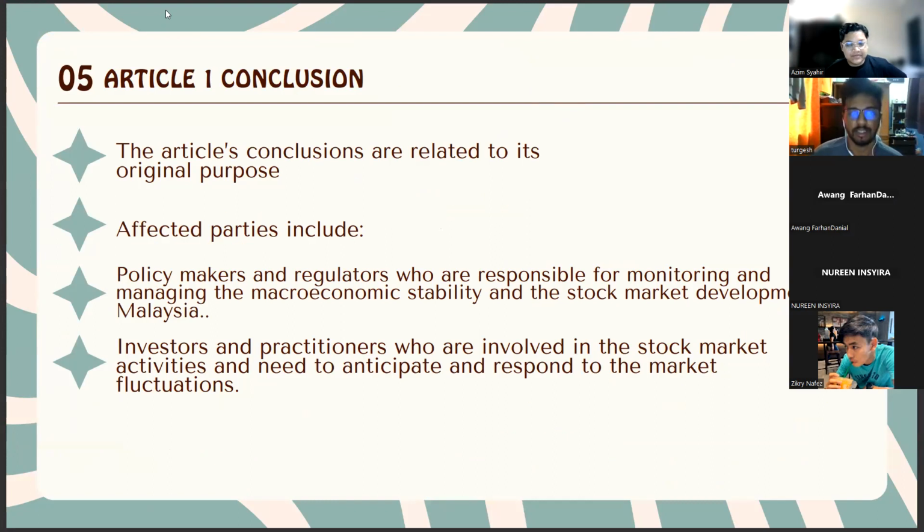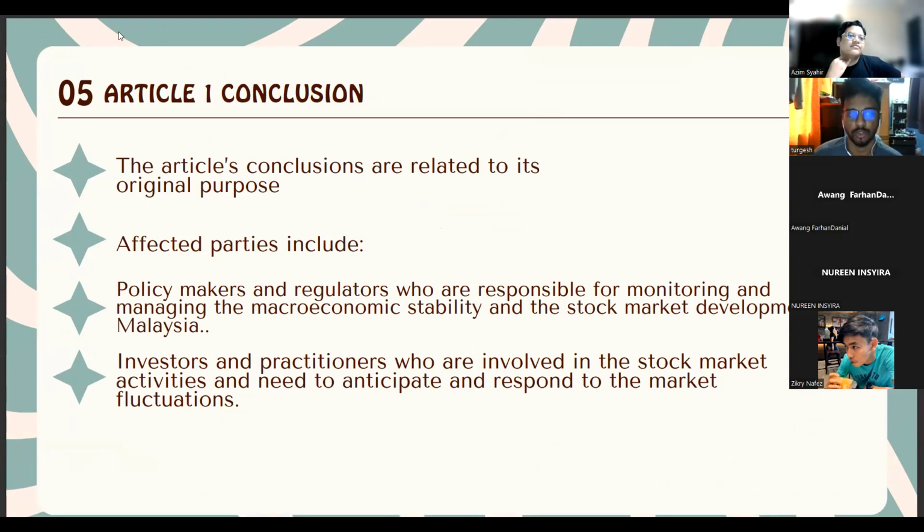So the article's conclusions are related to its original purpose, and these articles benefit policymakers and regulators who are responsible for monitoring and managing the macroeconomic stability and stock market development in Malaysia, and also investors and practitioners who are involved in stock market activities and need to anticipate and respond to the market fluctuation as well. That's all from me.